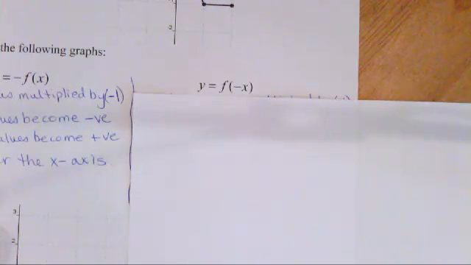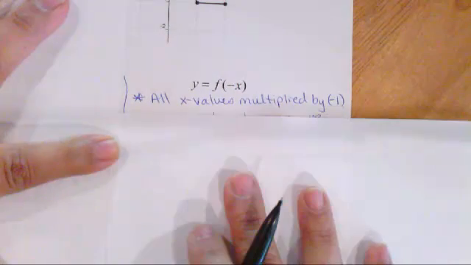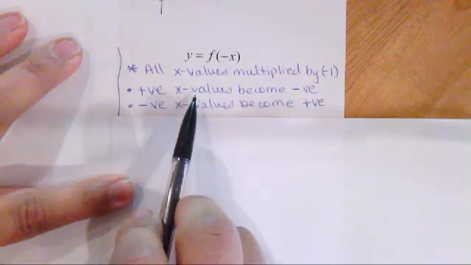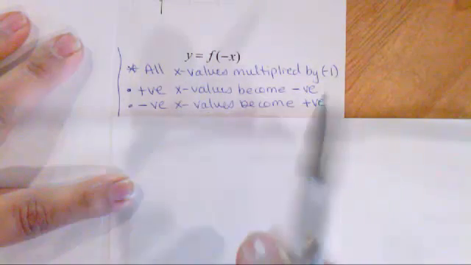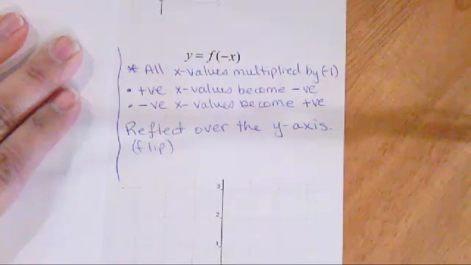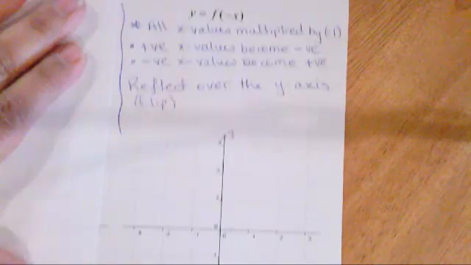Okay, now let's look at this next one. We've got y equals f of negative x. So any x values now get multiplied by negative 1. There's another way of looking at it. If you have any positive x values, they now become negative, and any negative x values become positive. This looks like a reflection over the y-axis. So you're flipping over the y-axis. This is our y-axis, and we're flipping this way.